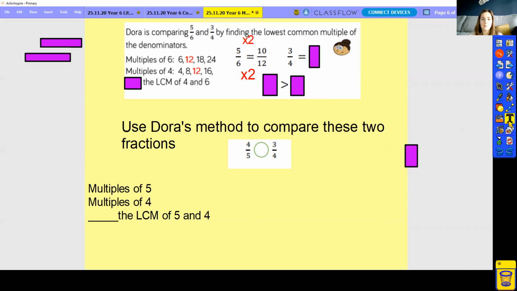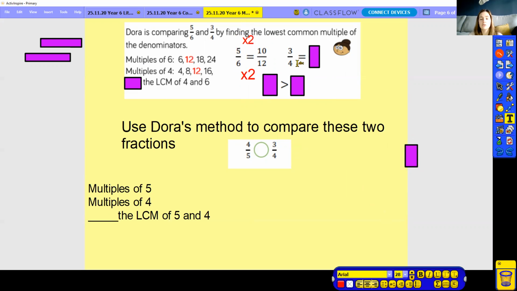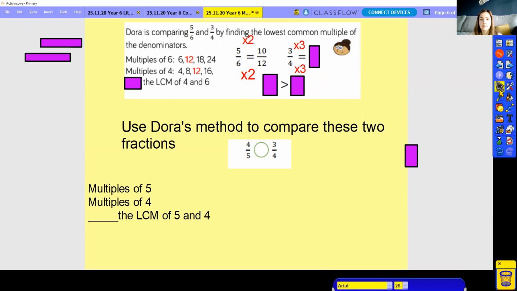Now let's look at the second one. So we've got 3/4. So what do we multiply the 4 by to make the denominator of 12? Well, 4 times 3 gives me 12. So we're multiplying the denominator by 3. Whatever we do to the denominator, we must do to the numerator. So we must multiply the numerator also by 3. So that's 3 times 3. So 3 times 3 gives me 9/12.